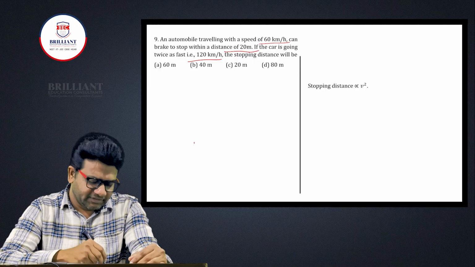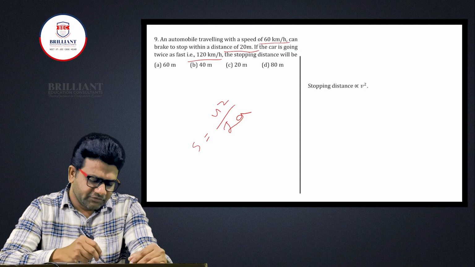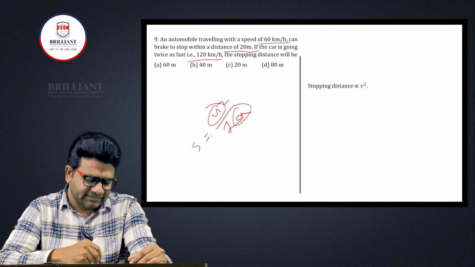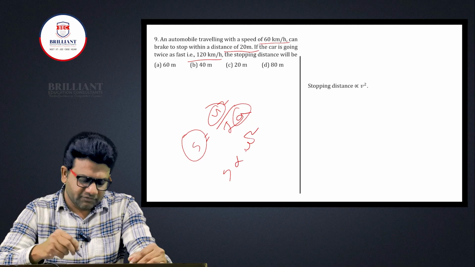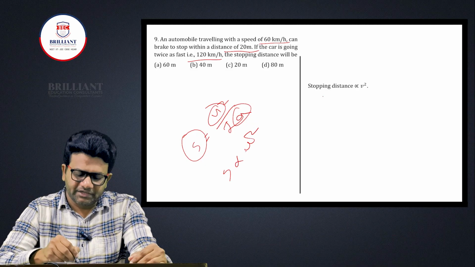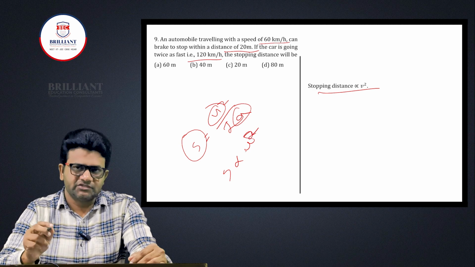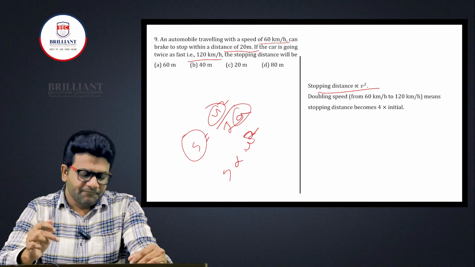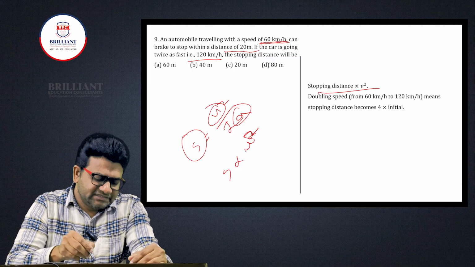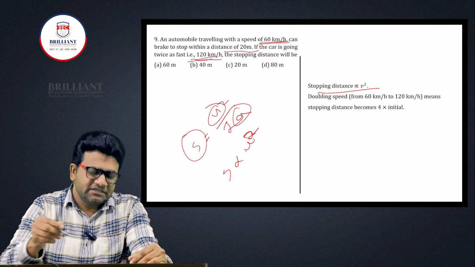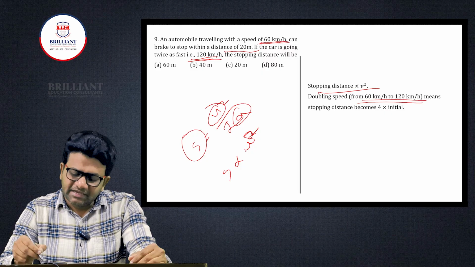So we know the stopping distance s is equal to u square by 2a, where u is the initial speed, a is the acceleration, and s is the displacement. So s is proportional to u square or v square. So here the stopping distance is proportional to v square, or u square, which we are taking as the speed. In the question you can see the speed 60 is changing into 120, which means the speed is doubling.